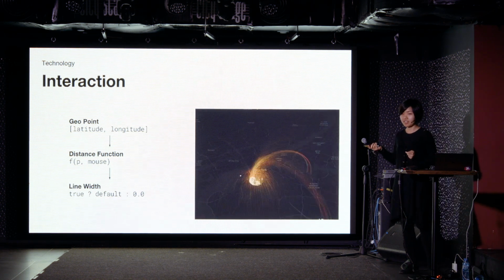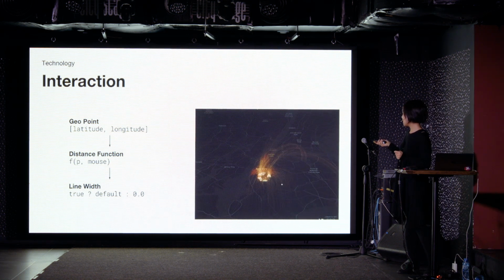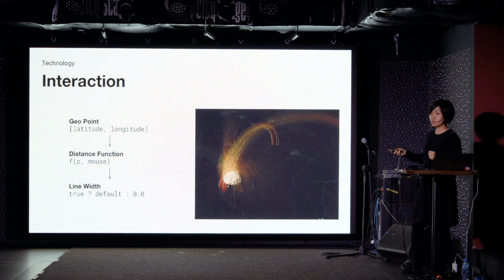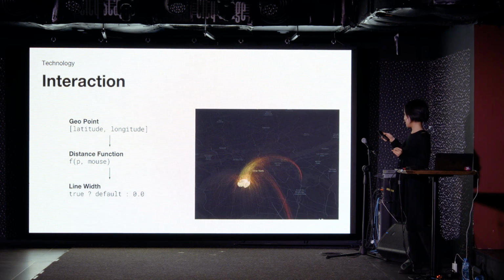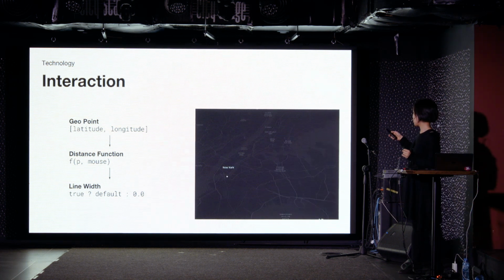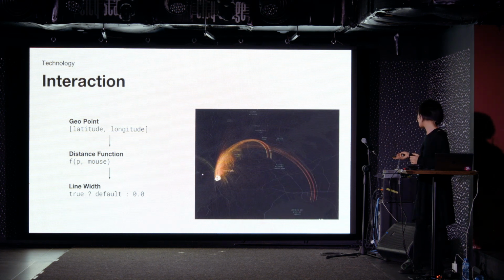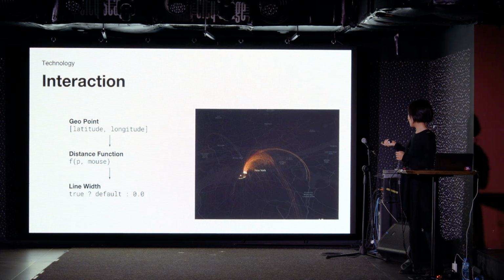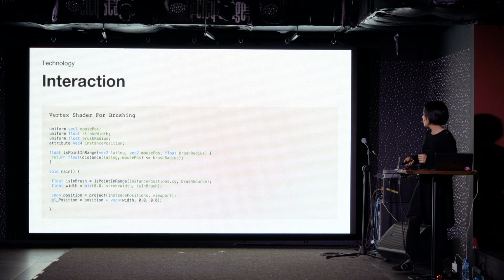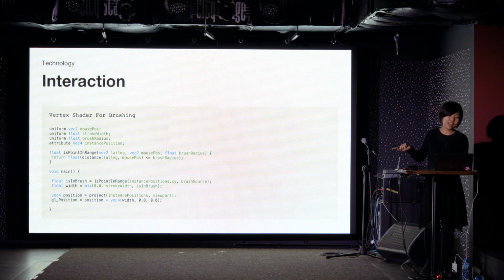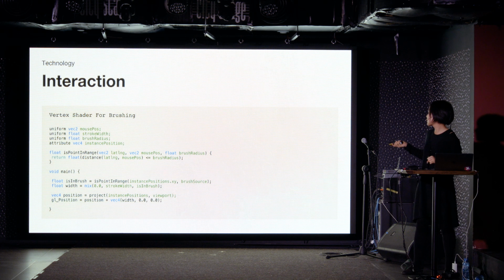The interaction can be implemented using shaders as well. Interactions are really about taking a geospatial point and computing the distance between that point and your mouse position. And there's a Boolean that controls whether you show this arc or not based on whether that distance is within a certain range. The implementation of that is the vertex shader for brushing. The isPointInRange function is used to decide whether a point is within a distance range to the mouse.